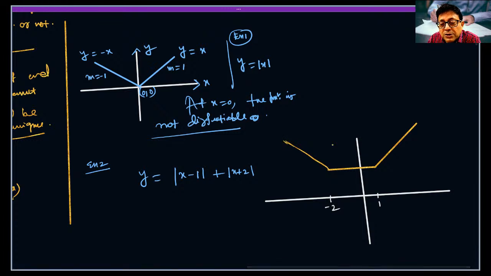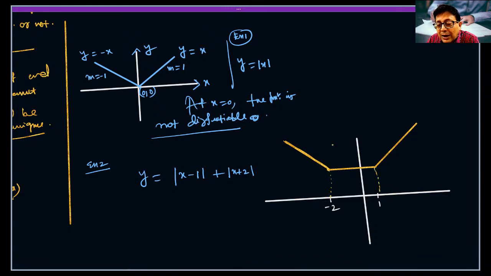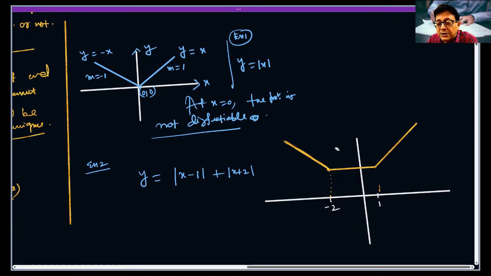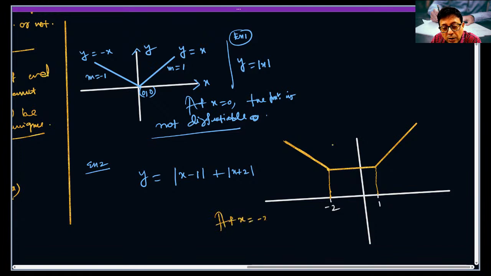This function is not differentiable at -2 and at 1. Why not differentiable? Because I am just discussing the geometrical part. Analytically I will show you definitely. At x equal to -2 and x equal to 1, tangents are not unique at both the points.